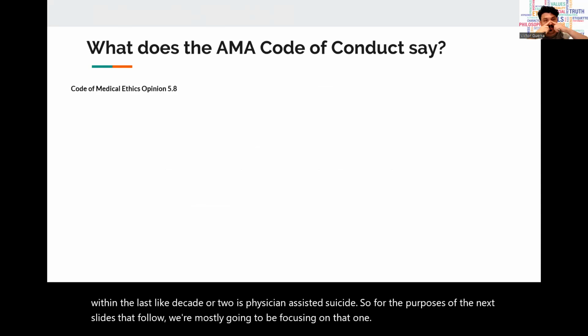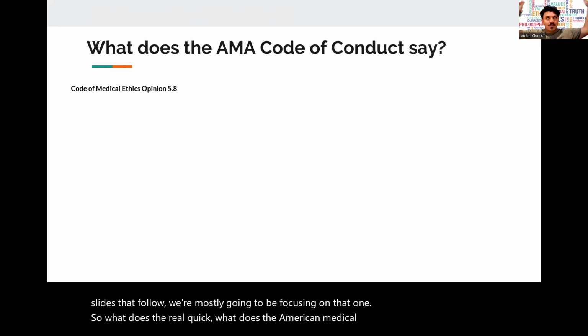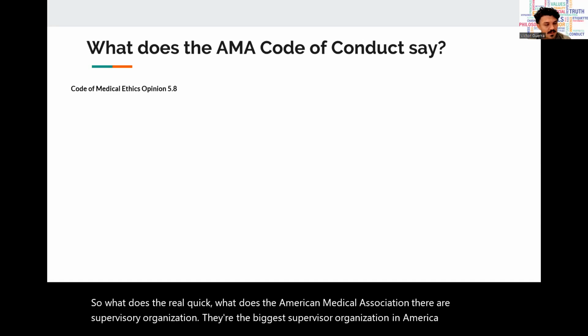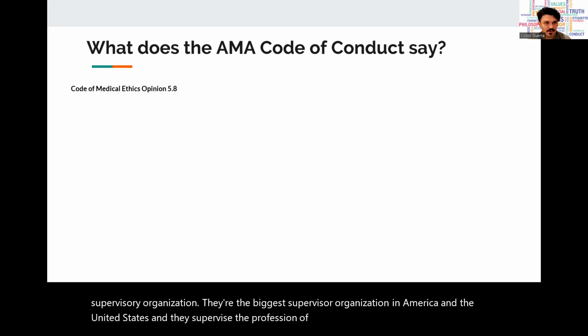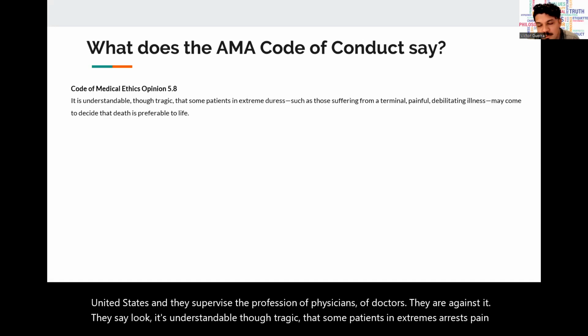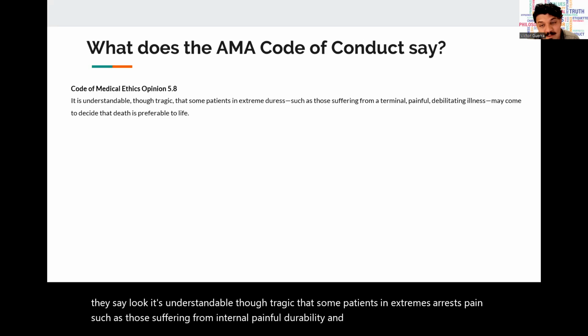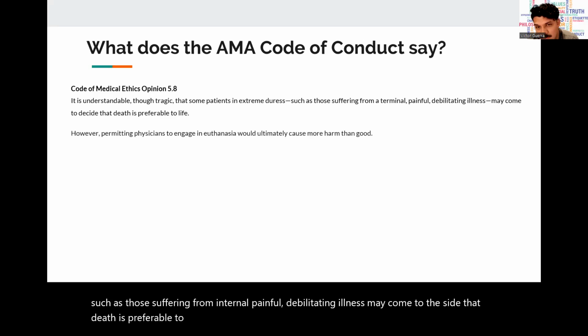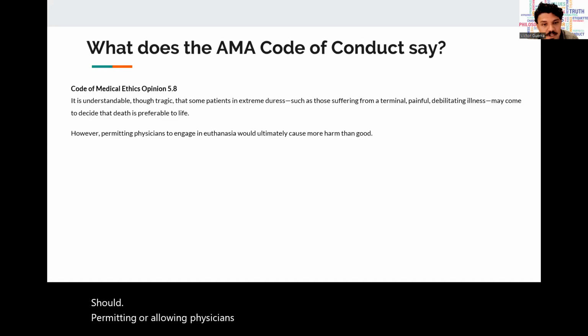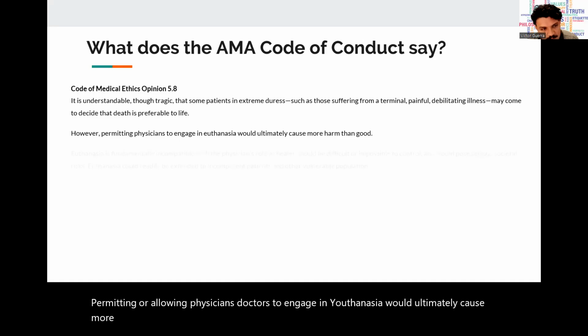So real quick, what does the American Medical Association say? They're the biggest supervisory organization in the United States, and they supervise the profession of physicians, of doctors. Well, they are against it. They say it's understandable, though tragic, that some patients in extreme duress, such as those suffering from a terminal, painful, debilitating illness, may come to decide that death is preferable to life. That's unfortunate, but permitting doctors to engage in euthanasia would ultimately cause more harm than good, according to them.